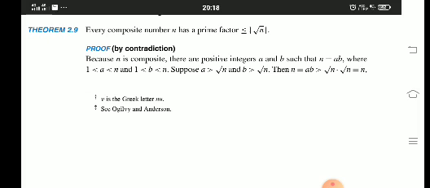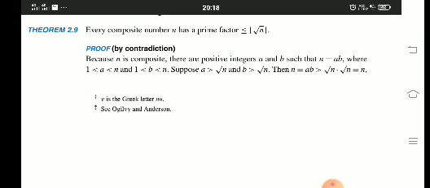Here our number n is a composite number. Choose two positive integers a and b. We know that n is composite, therefore it is a multiple of two numbers, or more than two numbers. Choose a, b such that n equals a times b. Also a lies between 1 and n, and b lies between 1 and n.